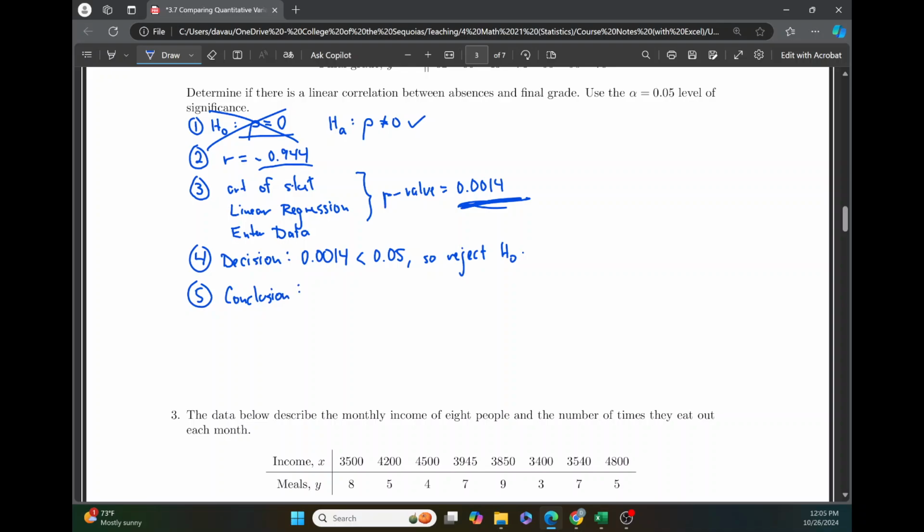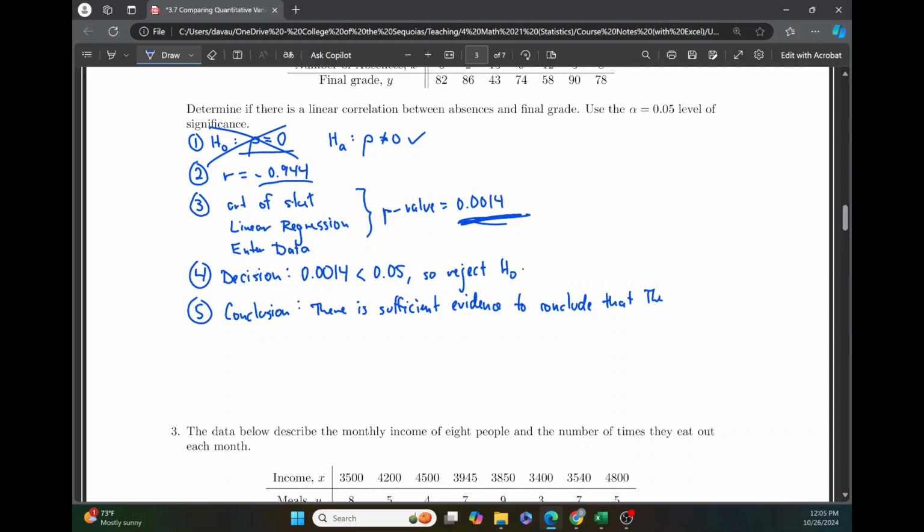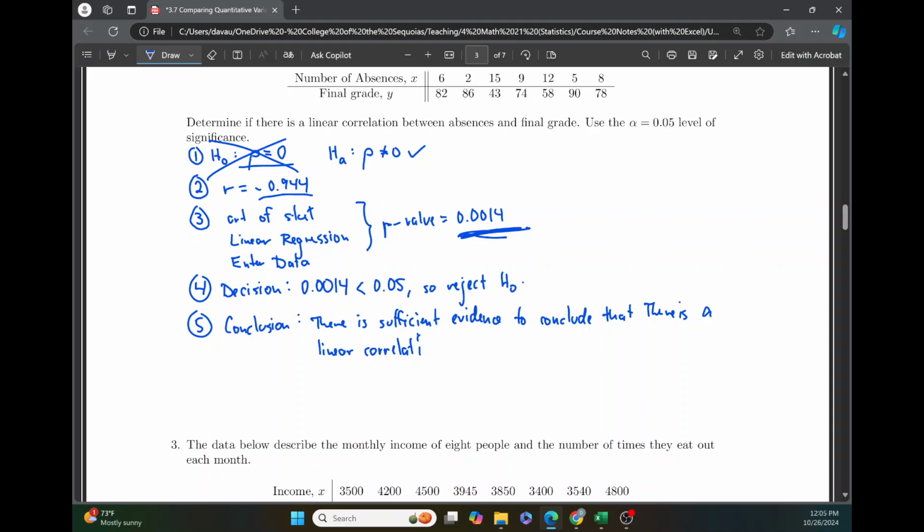Right? We would say there is sufficient evidence to conclude that there is a linear correlation between absences and final grade.